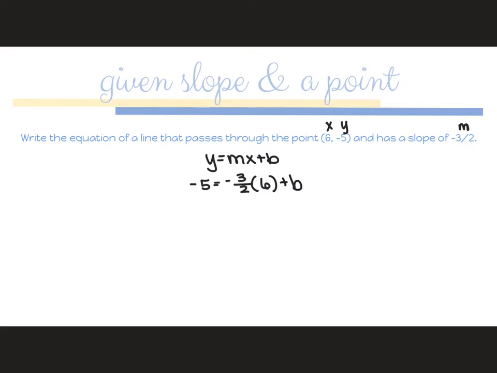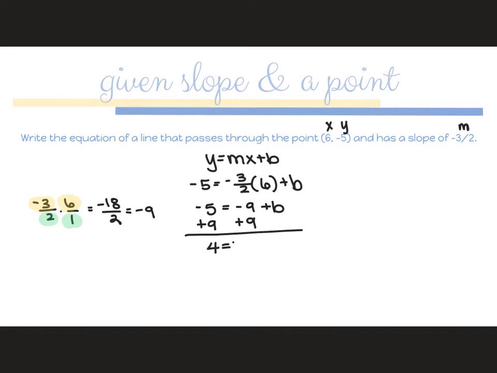When I multiply -3/2 times 6, it's easiest to rewrite them both as fractions. When you multiply fractions, you multiply the numerators together and the denominators together. So when I finish multiplying, -3 times 6 is -18, 2 times 1 is 2, and -18 divided by 2 is -9. So this is -5 equals -9 plus b. If I continue solving for b, I would add 9 to both sides, so I get 4 equals b.